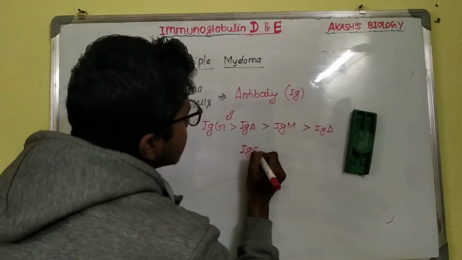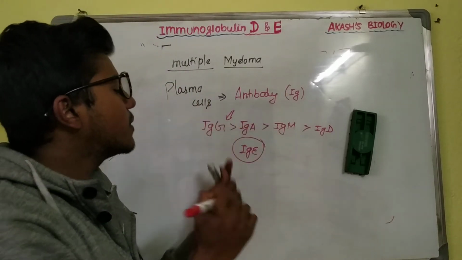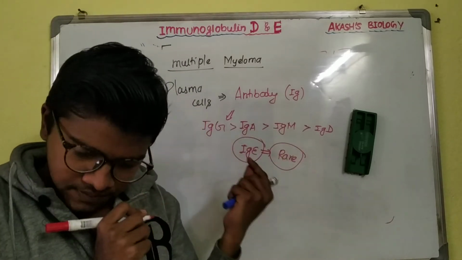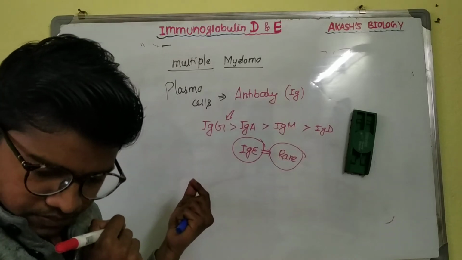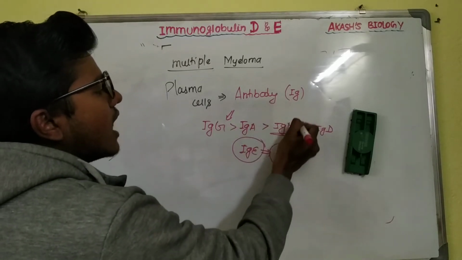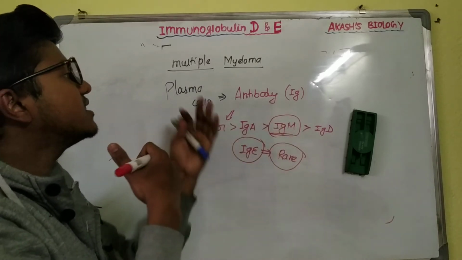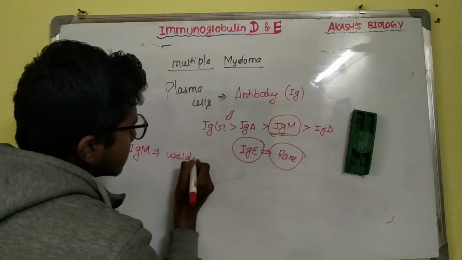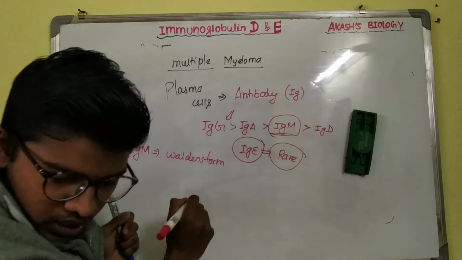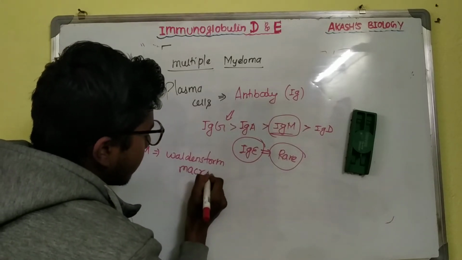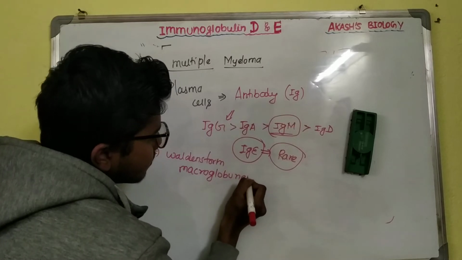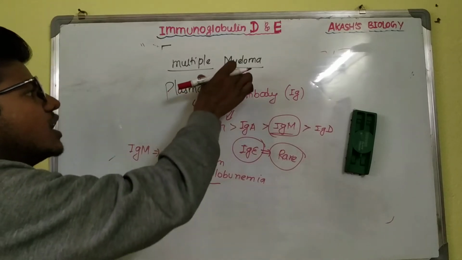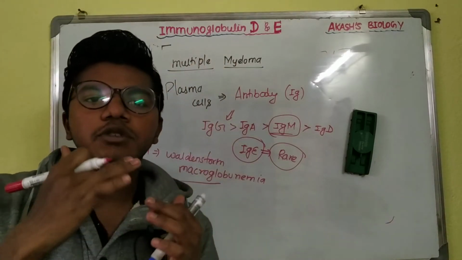But IgE concentration in the blood in multiple myeloma is very rare. It will not rise somehow. And this form is known as what? Waldenstrom. If IgM concentration is excessively increased in multiple myeloma, then it is known as Waldenstrom macroglobulinemia. Macroglobulinemia means it is the largest immunoglobulin present in our body. It is a pentamer. So multiple myeloma, simply, is a tumor of the plasma cells.